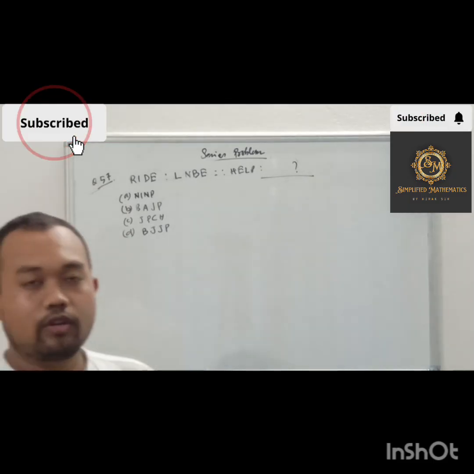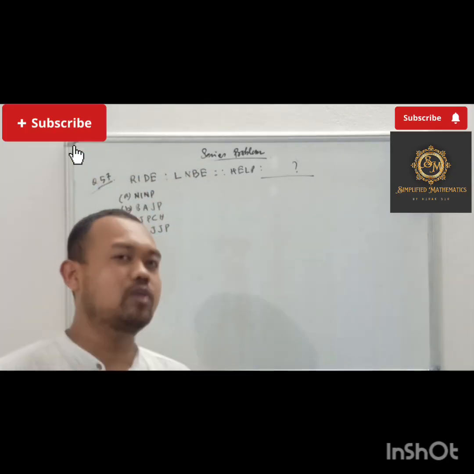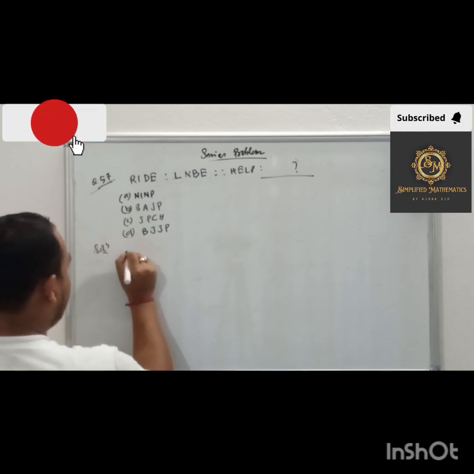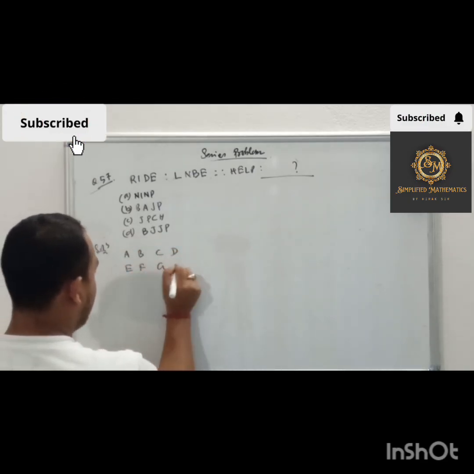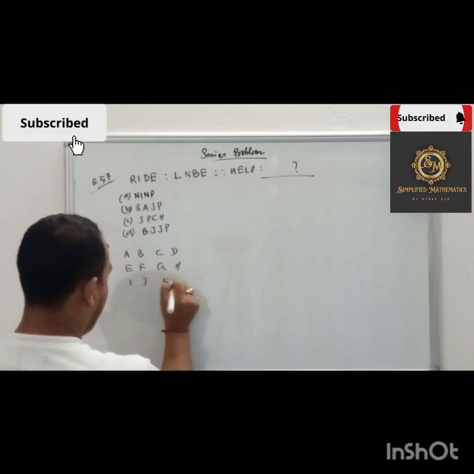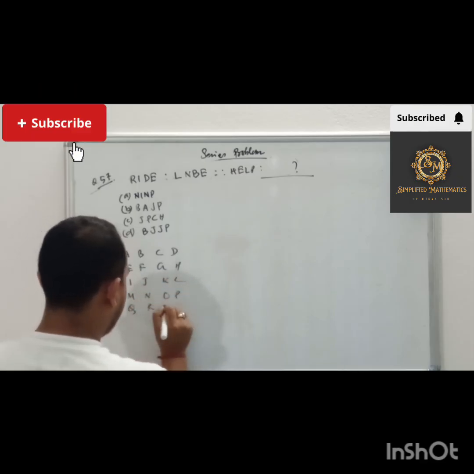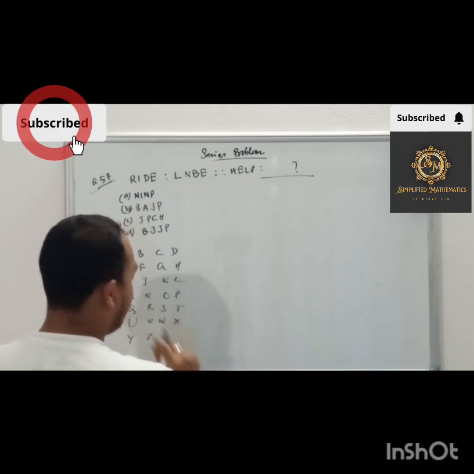As I told before, whenever you solve this kind of problems, first of all you try to write A B C D quickly in short. A B C D E F G H J K L O P Q R S T V W X Y Z. Okay.